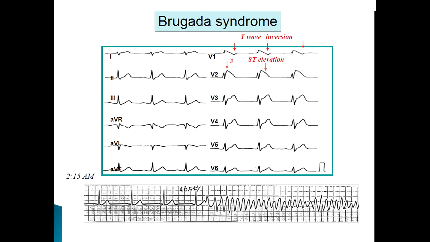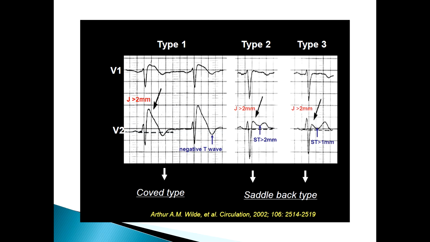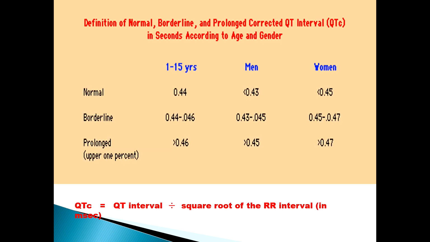Sometimes, placing the leads one intercostal space up can bring out the Brugada type of changes. So this is very important. And this may be type 1, type 2, type 3. Type 1 is the classical. Type 2 is the saddleback type. Sometimes quinidine and procainamide can be given to bring out the Brugada changes in the manifest ECG.